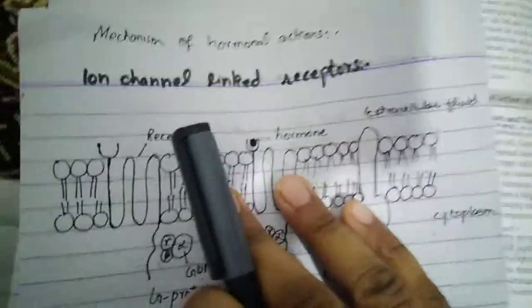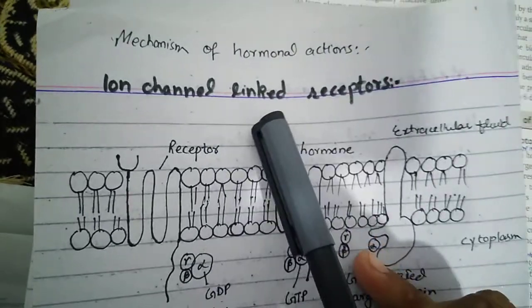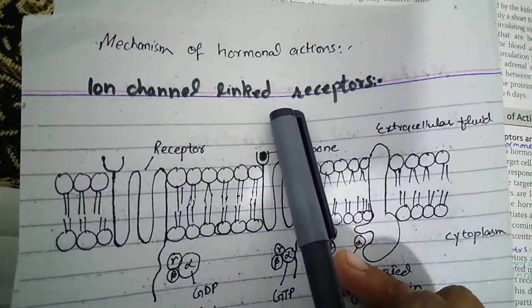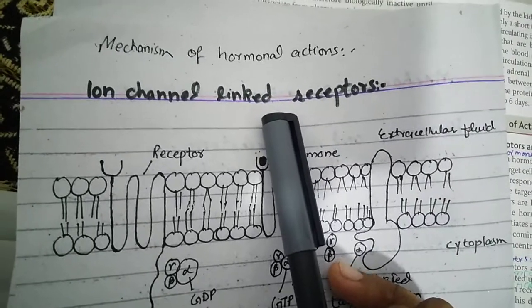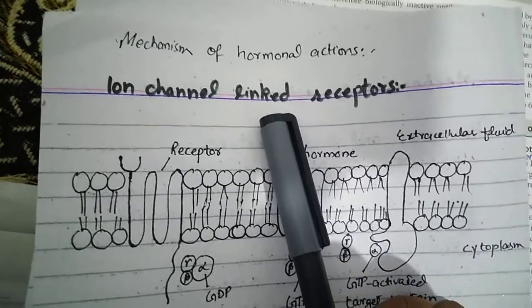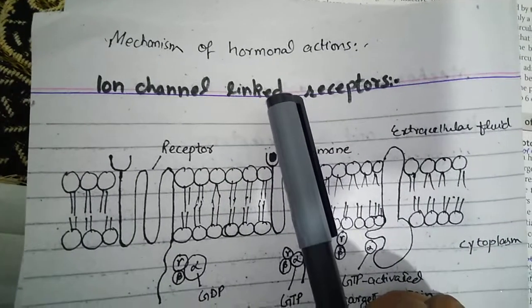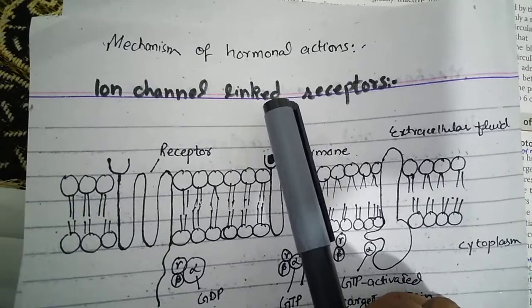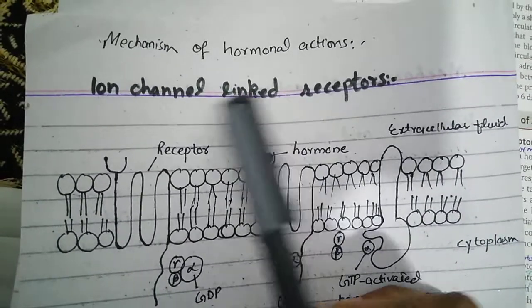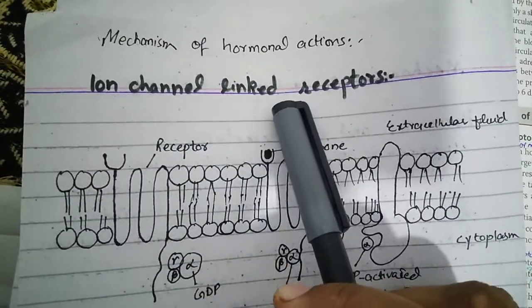Topic under discussion is the intracellular signaling after the hormone receptor complex is formed, or you can say the mechanism of hormone action: how various hormones act in the body, or how they bind with the receptors. Here our main focus is on the ion channel linked receptors.